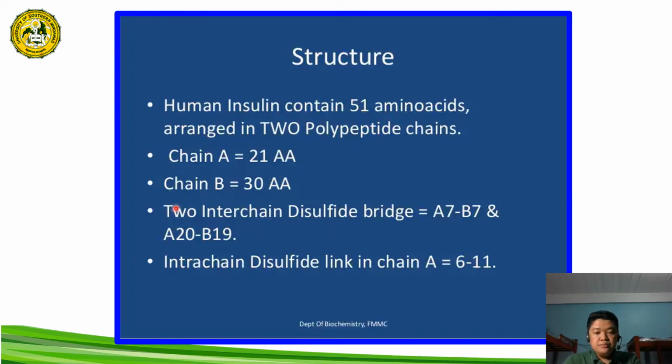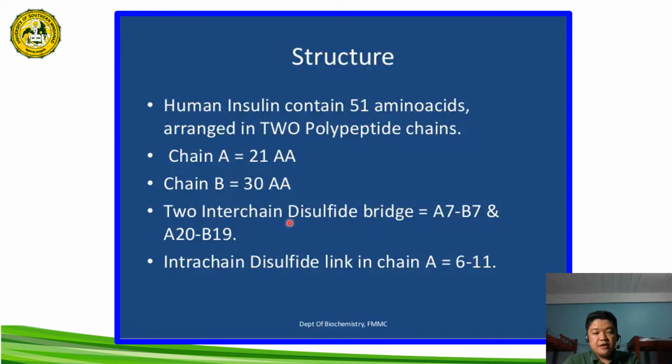The link between the A and the B chain is made by disulfide bonds or disulfide bridges. And there are two interchain disulfide bridges. One is located between amino acid number 7 of the A chain and amino acid number 7 of the B chain.